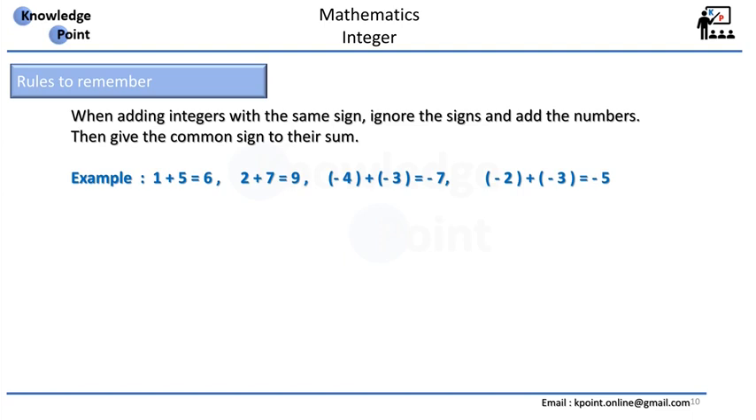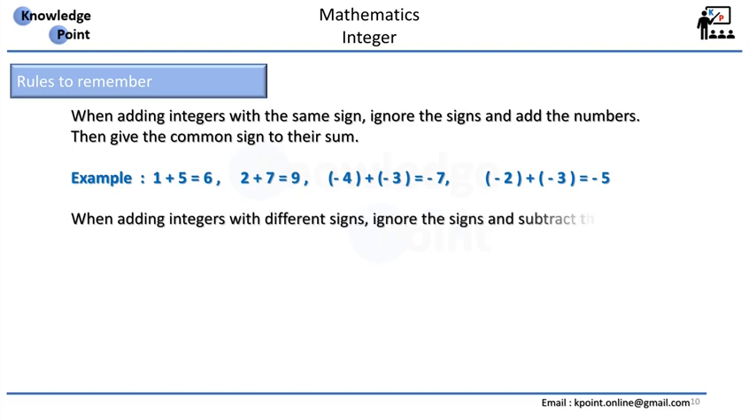Similarly, there is another example where the minus sign is shown, -4 plus -3, so both are minus. We added them to get 7 and then we gave it a minus sign. So there are examples you can see here. This is rule number 1.